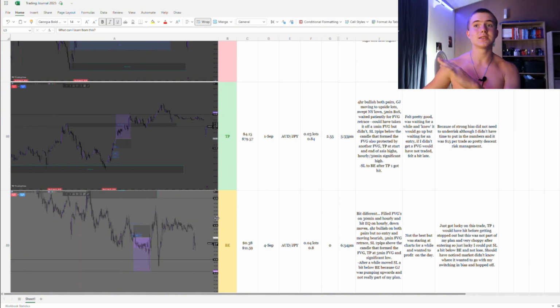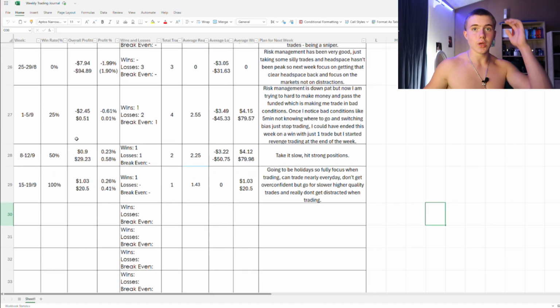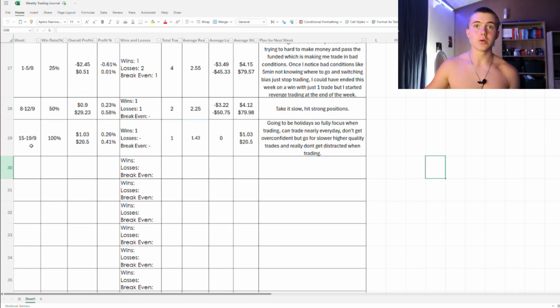But with this journal setup, you guys can also better your trading. And going into the next Excel document, we have the weekly trading journal. So what I do every week, you want to put the date in, so the 15th to the 9th, this was last week. Win rate 100%, overall profits, and if you guys see this $1.20, this is my real money, this is the funded account money.